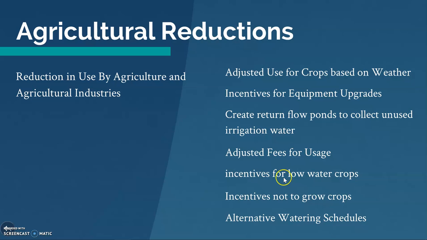Produce incentives through either the Farm Bill or different programs that allow farmers to grow crops that take less water, or to not grow crops at all. And then alternative watering schedules, perhaps just have the farmers reduce water loss due to evaporation by having them water at night.